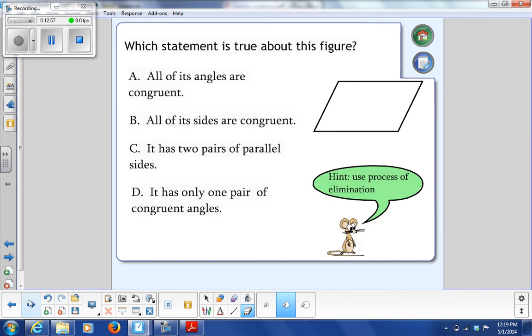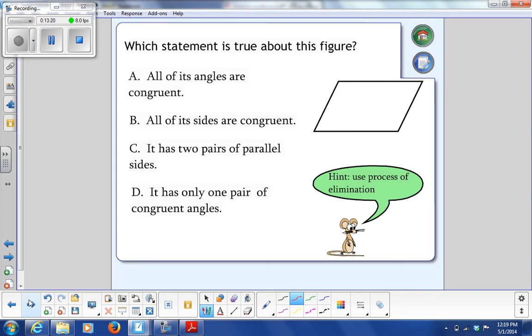Alright, so which statement is true about this figure? Take a look at that figure. All of its angles are congruent. Does it have equal or the same size angles? It might, right? It doesn't really tell us. How about B? All of its sides are congruent. Does it have the same size sides? That could be as well. They kind of look the same.